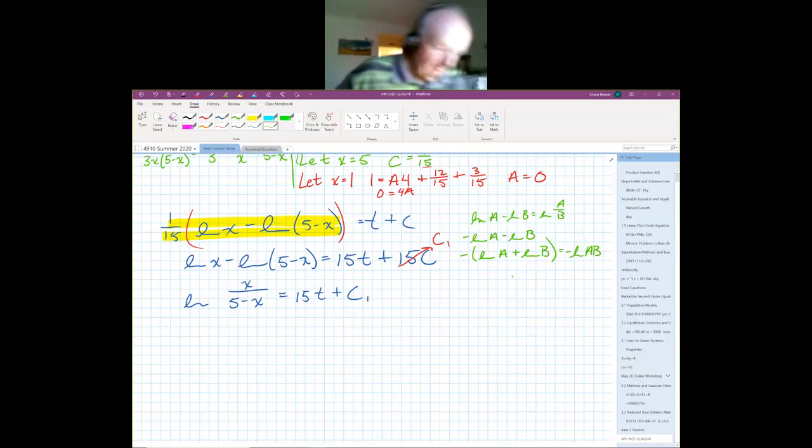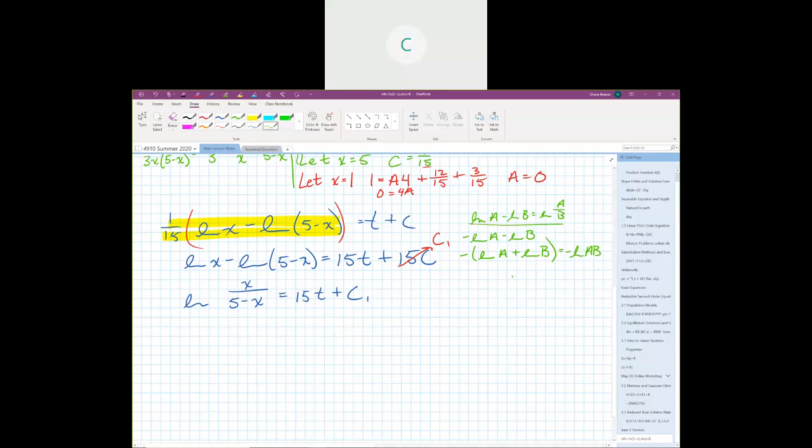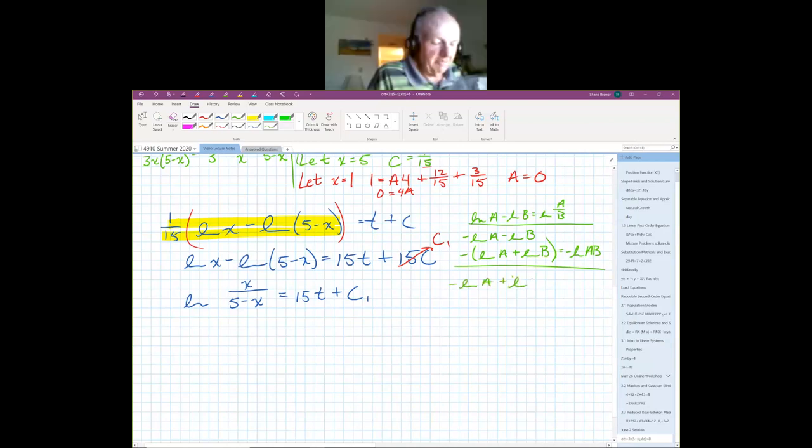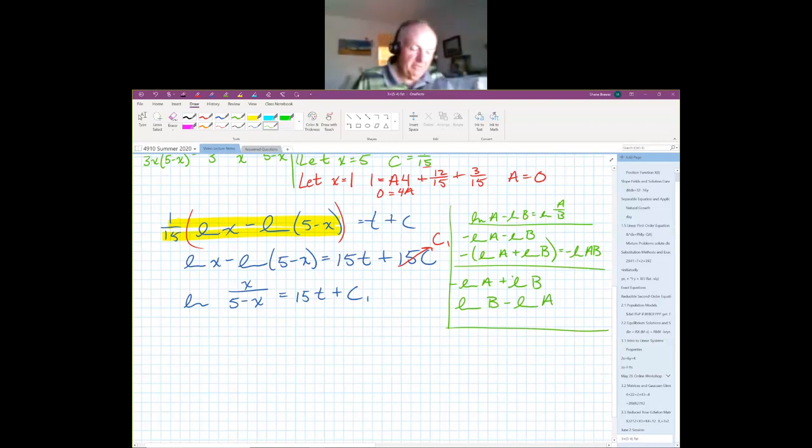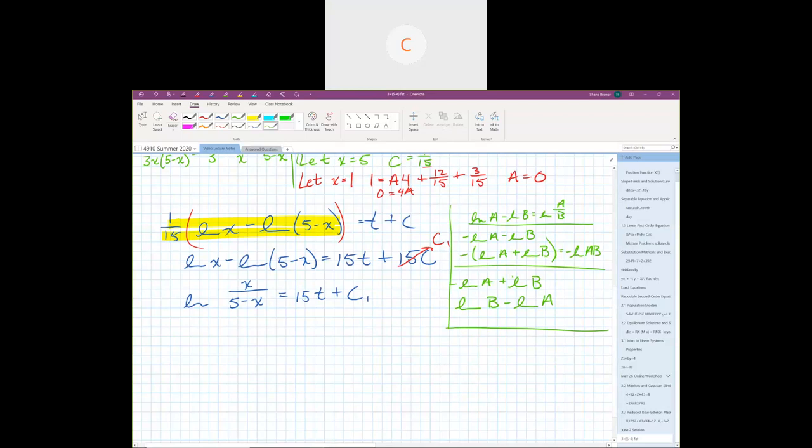Okay, how about this one? Negative ln of A plus ln of B. There's your difference, because you would write it like this, right? That's what I'm seeing. It's when the negative is in the first term. So the negative is always going to be in the denominator. The positive one will always be in the numerator.